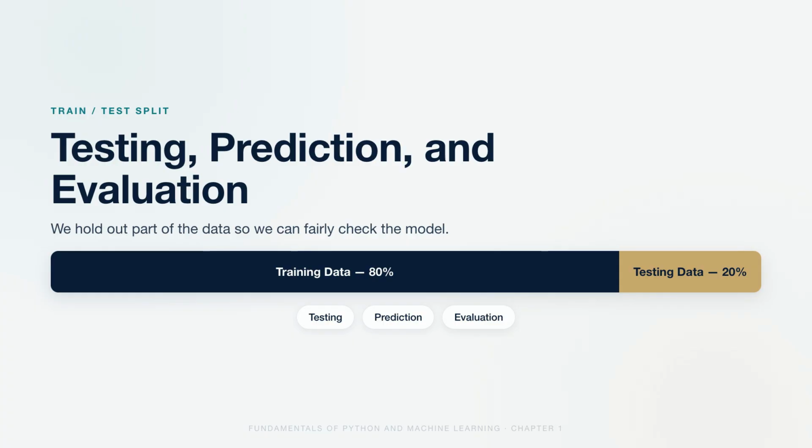Evaluation means measuring how well the model performs. We don't want to trust a model just because it produces an answer. We need to measure whether that answer is useful and accurate.